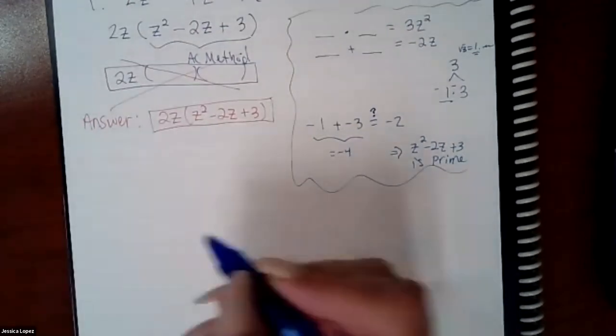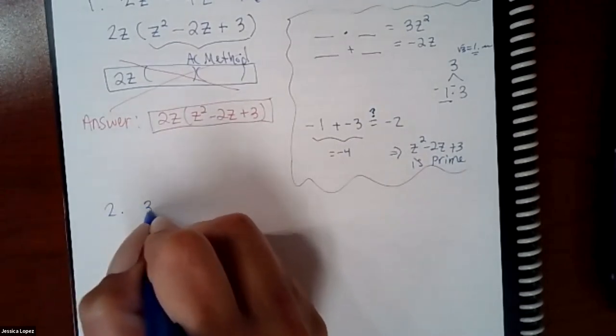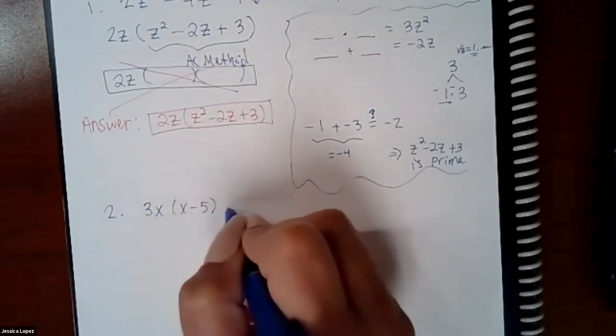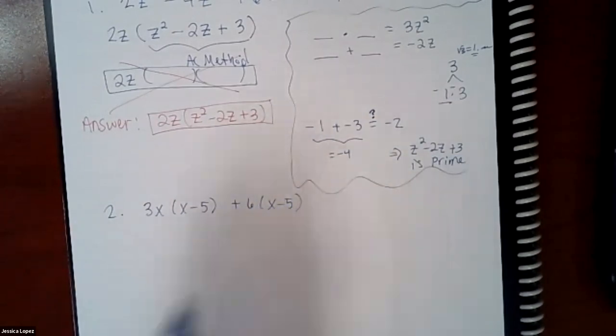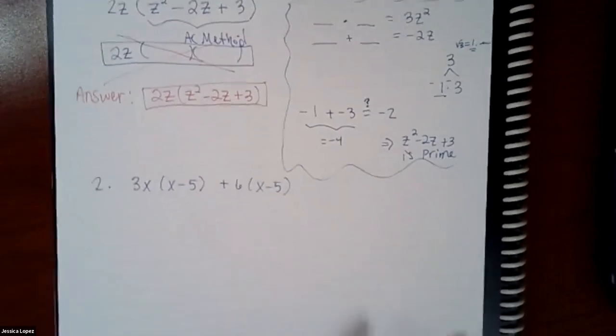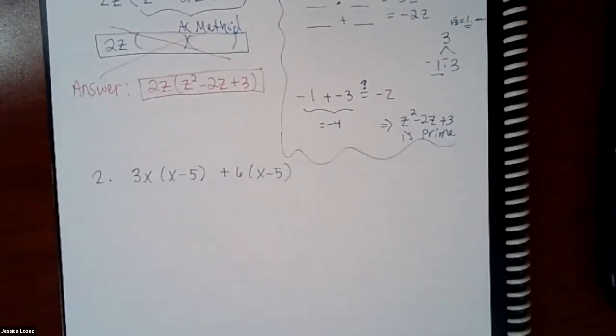So example two, or practice two, looks like this. Okay, so does this expression have a GCF? This one's a little complicated, actually. Does this one have a GCF? No. It does. Does anybody know what it is? Is it just one?